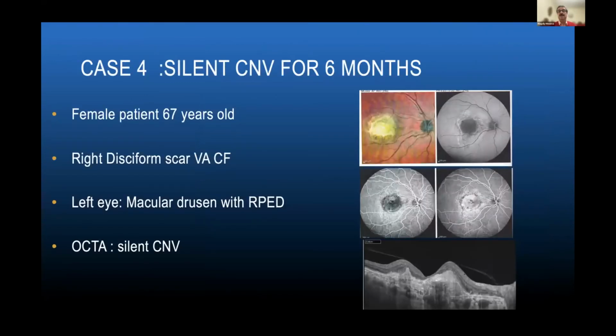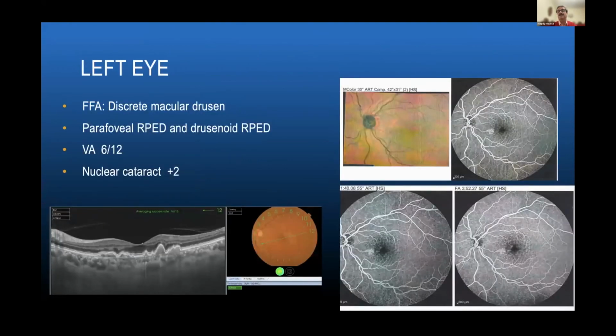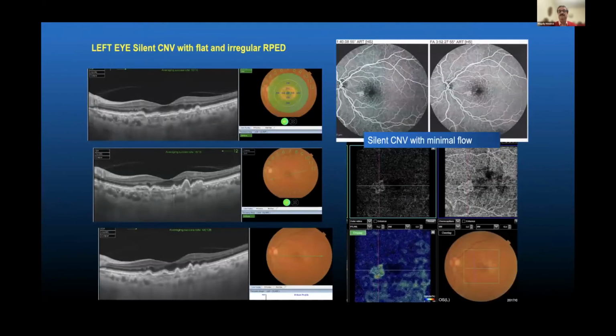So this is another example on the other side, a patient with a well-established disciform scar in the right eye, a 67-year-old female, and in the left eye, she had a silent CNV. It doesn't look like a CNV on the fluorescein or OCT, but she had this very low flow in the sub-RPE space on the OCTA. And I said, let's follow up this patient.